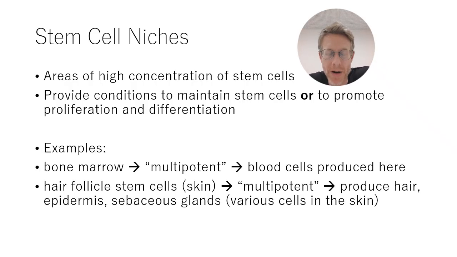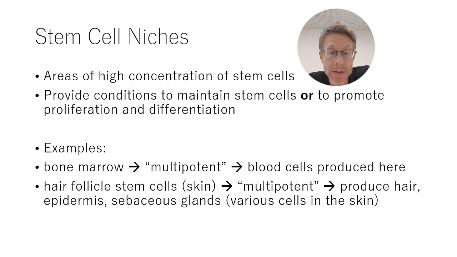Two examples are bone marrow. So bone marrow is inside your bones, and that's a location where stem cells exist. And those stem cells are actually what are used to form blood cells, red blood cells. So the bone marrow stem cells will differentiate to form blood cells. And blood cells have a limited lifespan, so we always need this supply of stem cells in our bone marrow to make new blood cells.